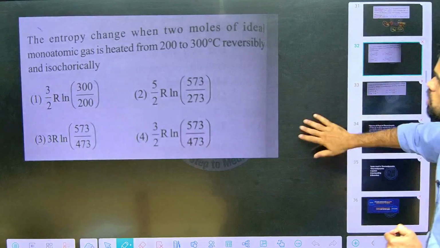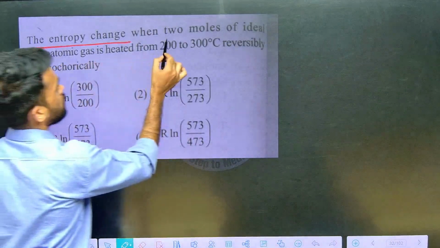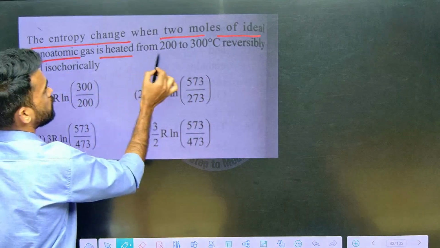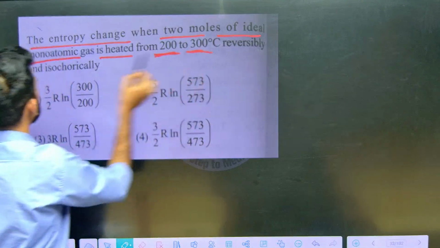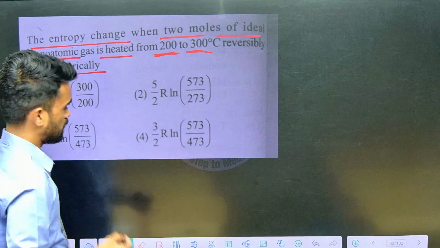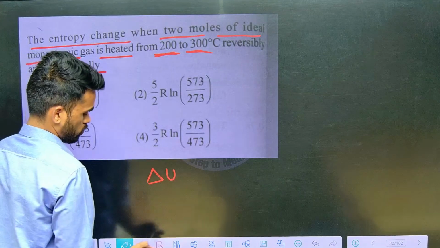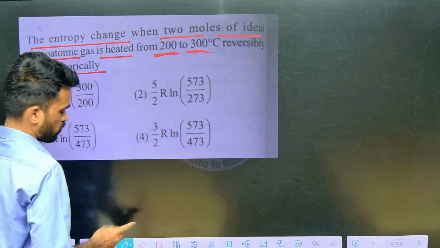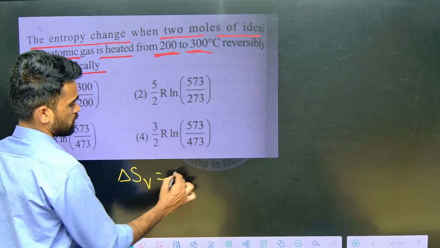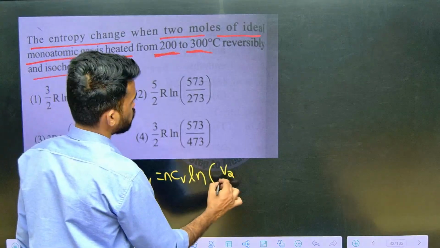Yeah, this is the question from entropy again. The entropy change when 2 moles of ideal monoatomic gas is heated from 200 to 300 degrees Celsius reversibly and isochorically. So here you need to know that formula. Wait, before going to that you need to know this. Actually the formula will be this one, nCv ln T2 by T1.